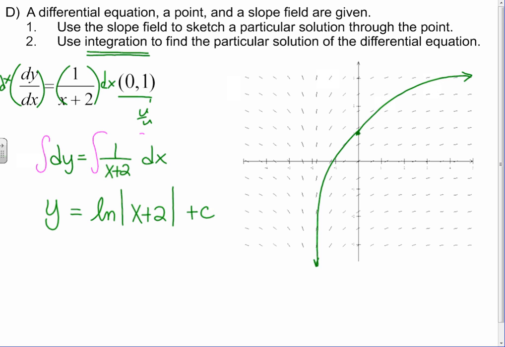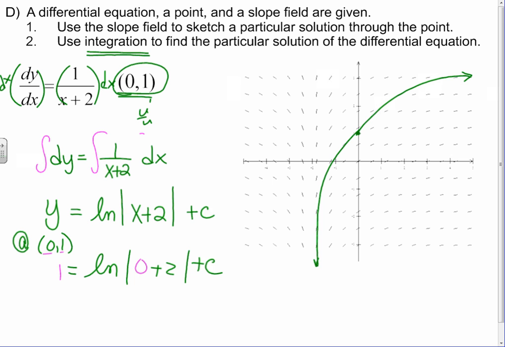and that's perfect. Okay, now, finding the particular solution, we're going to use our point. So at the point 0, 1, we can replace y with 1, and then I can replace x with 0, right there, and add my c. What I'm going to do is figure out what c is. So I'm going to get 1 equals natural log of absolute value 2, which I could delete the absolute values because it is positive 2, plus c. C looks like it turns out to be 1 minus natural log of 2.